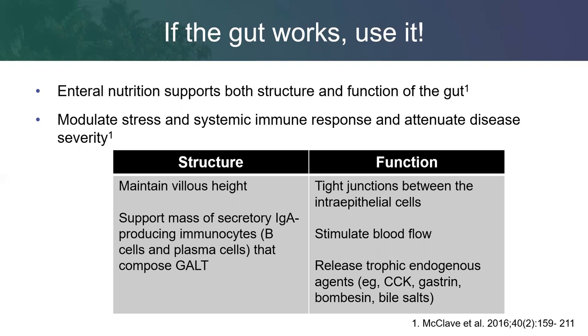So this chart is a nice way to break down the structure and function of the GI tract. We know that enteral nutrition supports structure in a number of different ways. These are some of the highlighted areas, such as maintaining the villus height, as well as supporting massive secretory IgA-producing immunocytes that compose the gut-associated lymphoid tissue, or GALT. From a function perspective, we know that enteral nutrition supports tight junctions between the intraepithelial cells, which in turn prevents bacterial translocation, stimulates blood flow, and releases trophic endogenous agents.